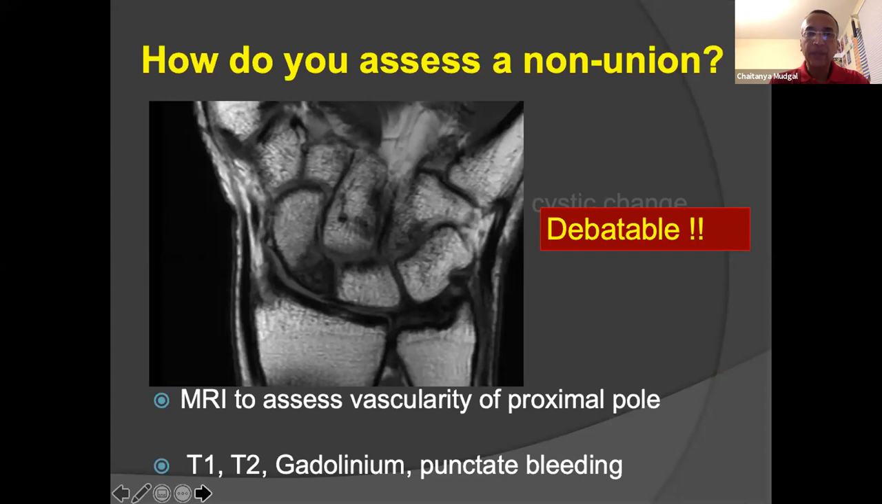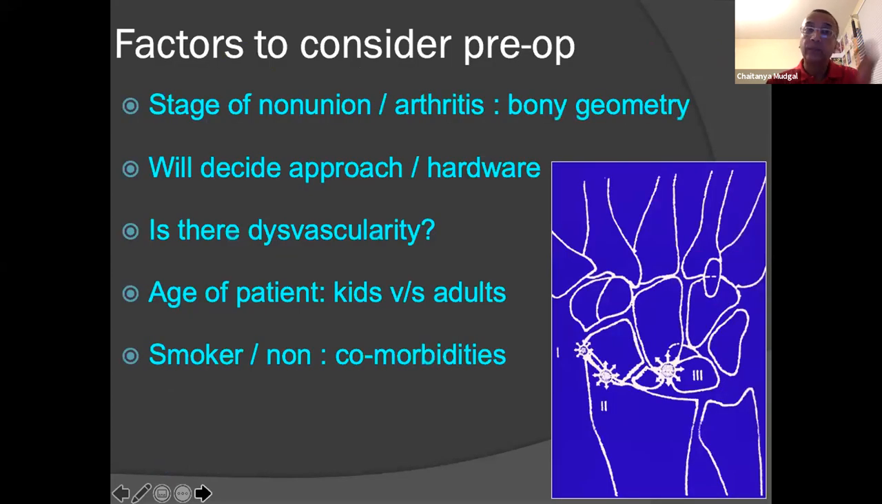Therefore, for me personally, the use of an MR has largely become redundant and superfluous, and I do not use it any longer. So what do you do when you want to consider surgery? I look at the stage of non-union. Is there arthritis or not? Do I have enough bone geometry to play with? That helps me decide what approach I will use and the hardware.